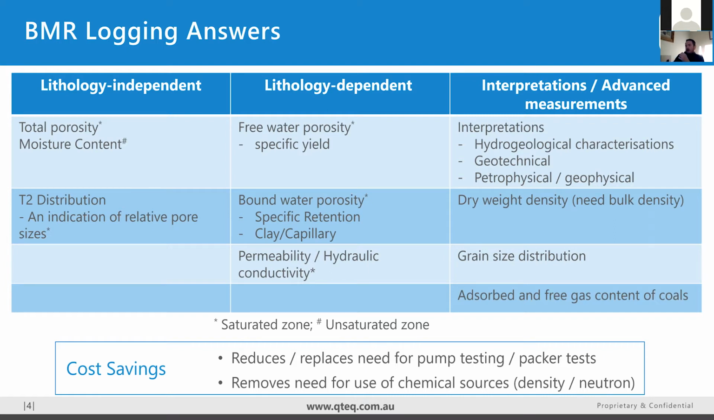The other beauty of the BMR tool is that there are no chemical sources. Measurements like density or neutron porosity require a radiation source, so if you're concerned about that, it is an extra step. And if you go through the calibration process, you can start looking at it as a way to replace things like pump tests and packer tests, because we can use it to get a continuous log of hydraulic conductivity.